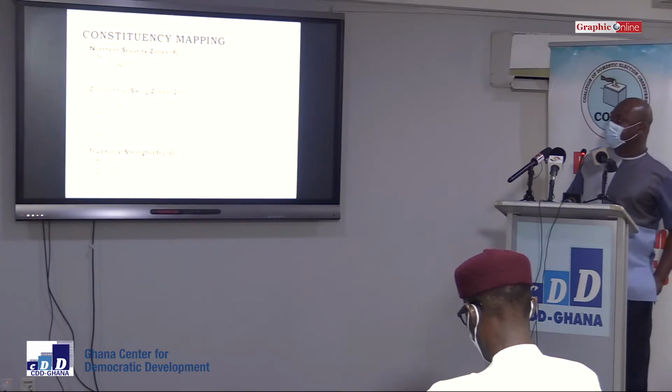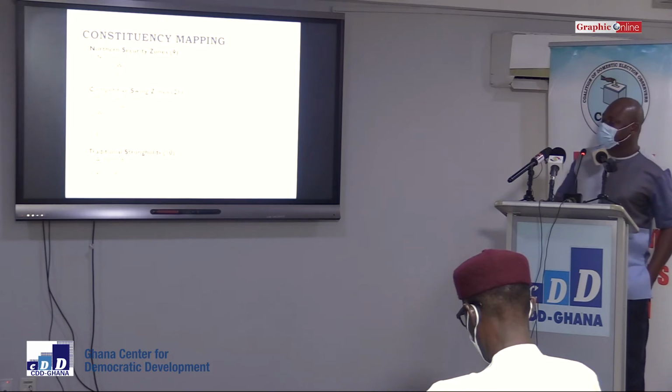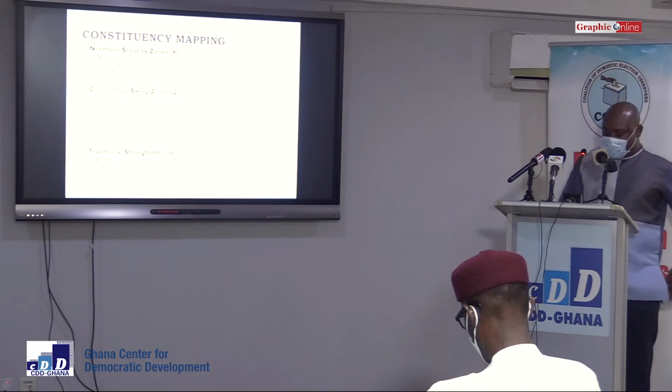So coming back to the work that we did in 2008 and 2012, we did a sample of constituencies that we thought were flashpoint areas. So there was some kind of analysis to identify the potential flashpoint areas. And so these were some of the constituencies that were identified, also categorized into three main groups.